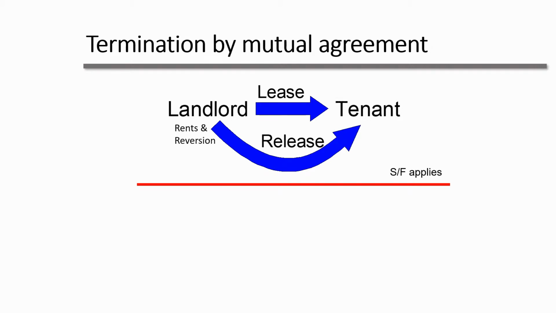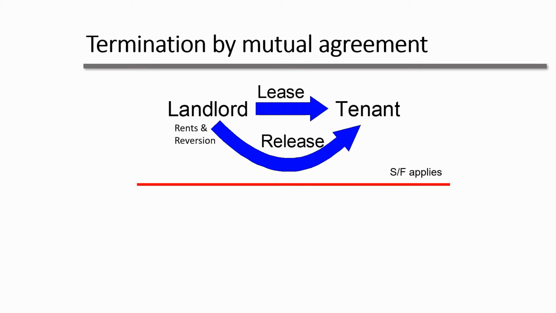One way that a lease can end prematurely is because the parties agree to make it end. We might call that termination by mutual agreement. And there are a couple of different ways it can happen: release and surrender. First, let's take a look at release.